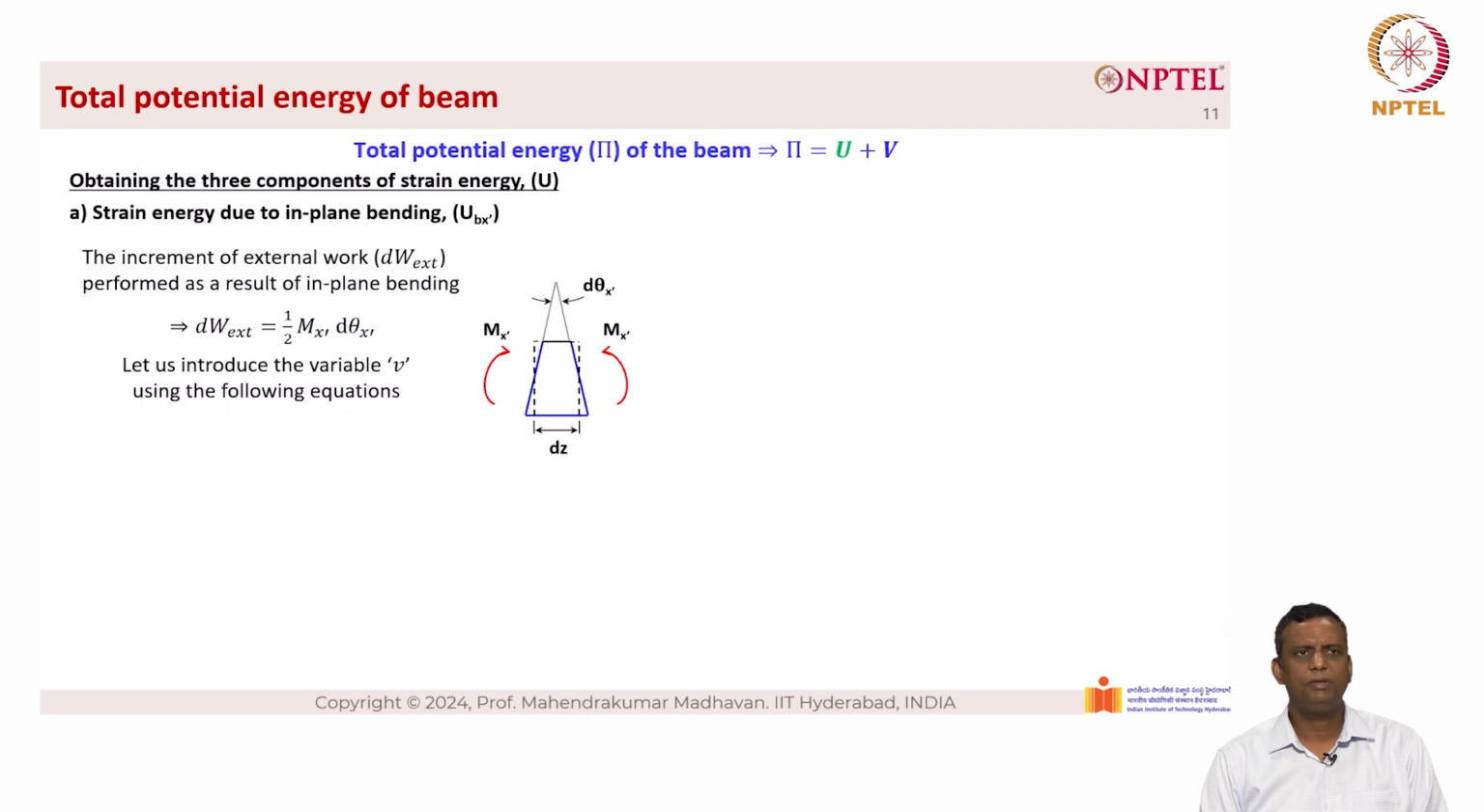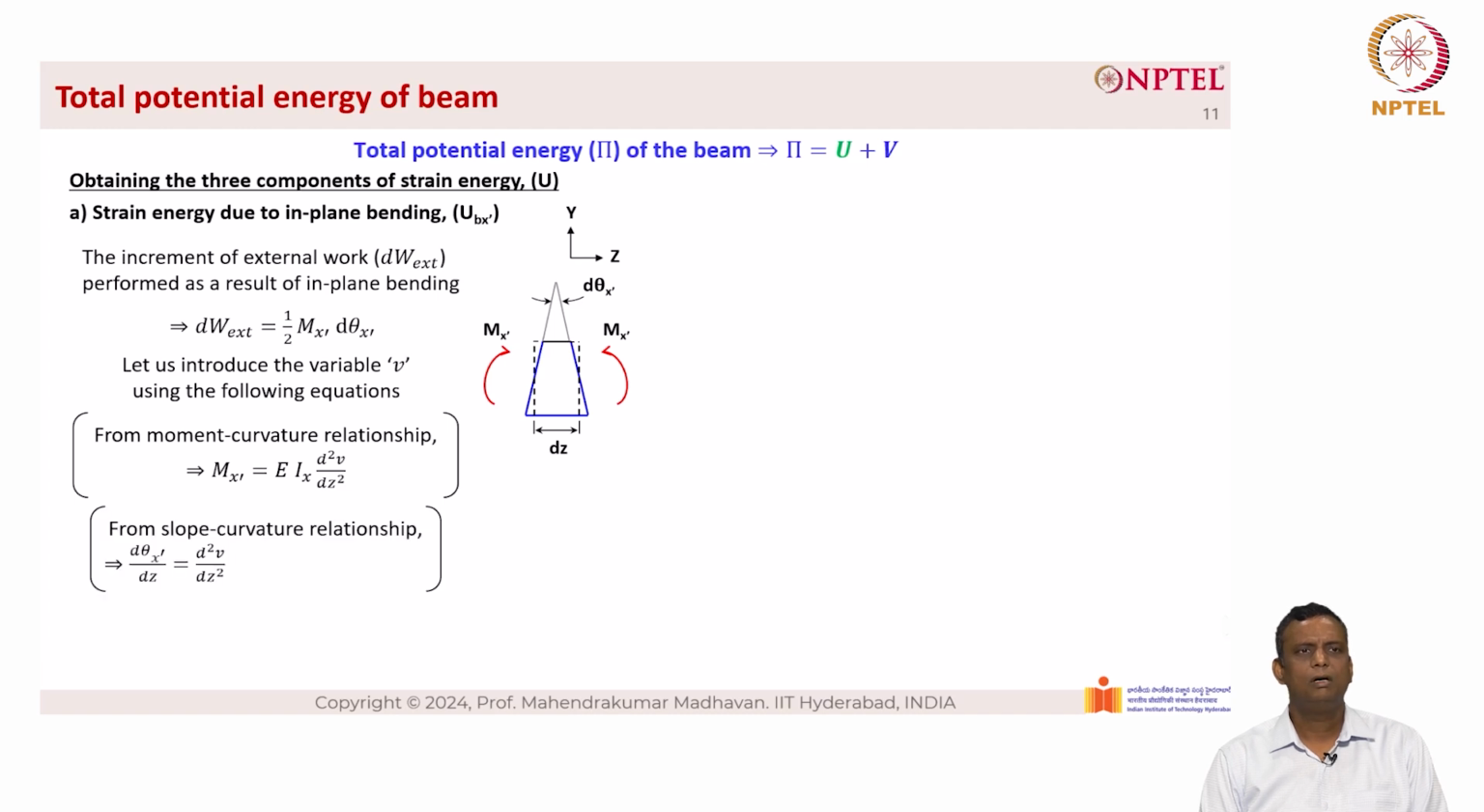Let us introduce the variable v using the following equations. From the moment curvature relationship, mx dash is equal to EIx into d square v by dz square, because due to the moment mx, there is a vertical movement of the beam which is in the y direction. Hence, we have mx dash equal to EIx into d square v by dz square. From the slope curvature relationship, we have d theta x dash divided by dz is equal to d square v by dz square. Here, theta represents the slope and d by dz of theta x dash represents the curvature. So, d theta x dash is equal to d square v by dz square into dz.